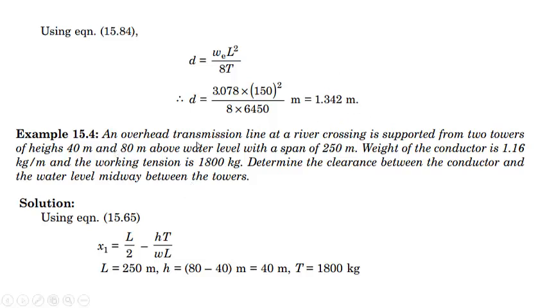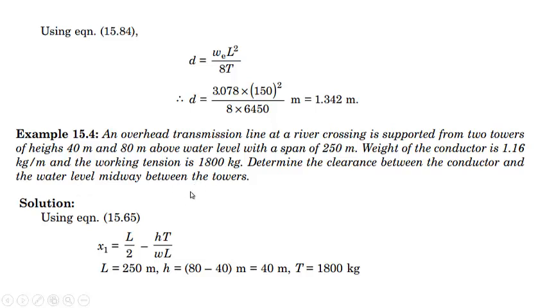Now, an overhead transmission line at a river crossing is supported from two towers of height 40 meter and 80 meter above the water level with a span of 250 meters. Weight of the conductor is given as 1.16 kg per meter, and the working tension is this. Determine the clearance between the conductor and the water level between the tower.